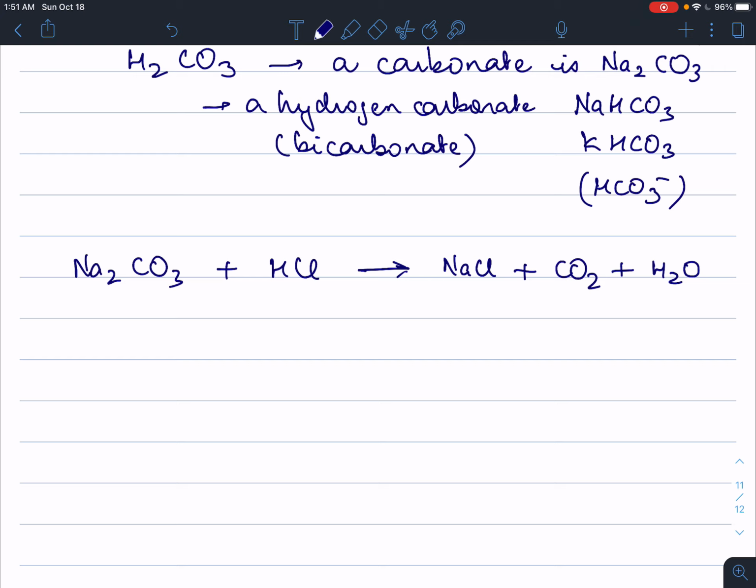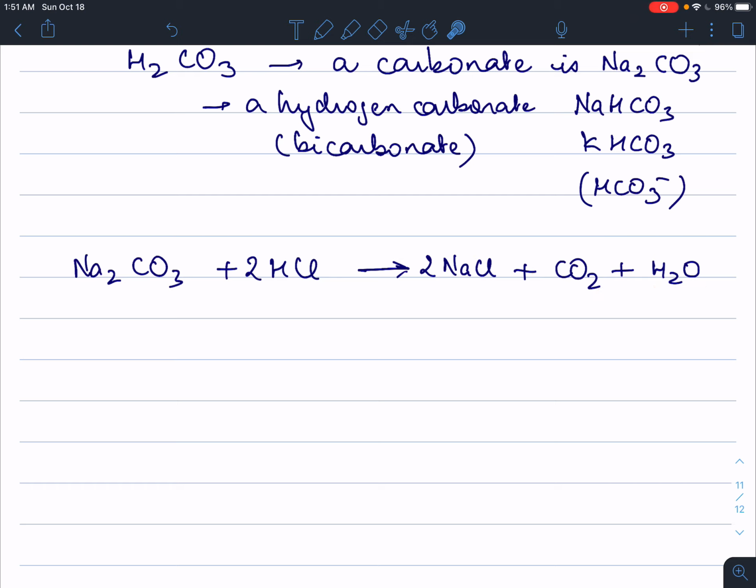We have 2 sodiums here, so this has to be 2, and then 2 chlorines to match it. All right, so that does it. What is happening over here? We have a carbonate reacting with an acid to give carbon dioxide gas and water.